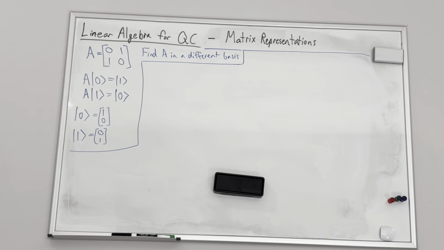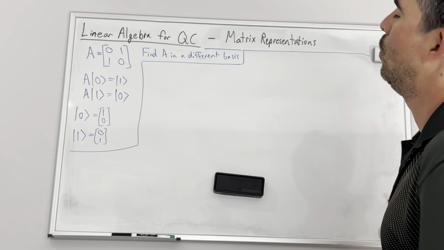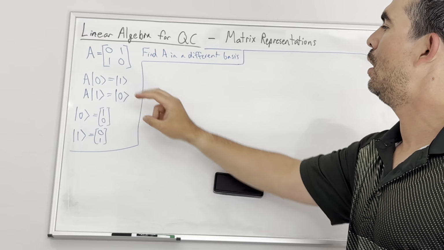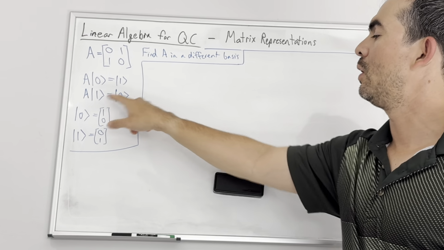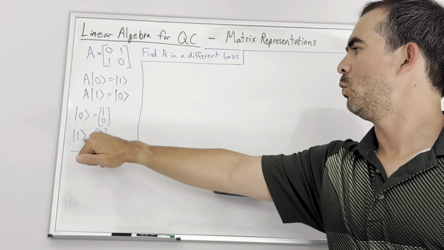Okay, so let's continue with part 2 of exercise 2.2. And it's the same setup as before. So, A was 0, 1, 1, 0. A being applied to the 0 vector gives you 1. A applied to 1 gives you 0. 0 is defined like this, 1 is defined like that.